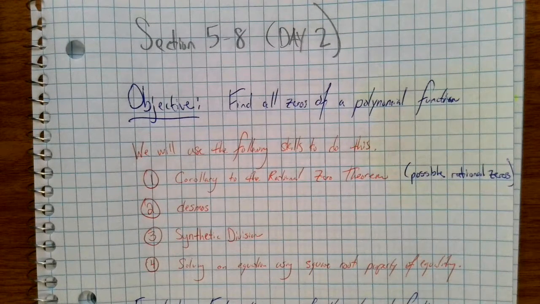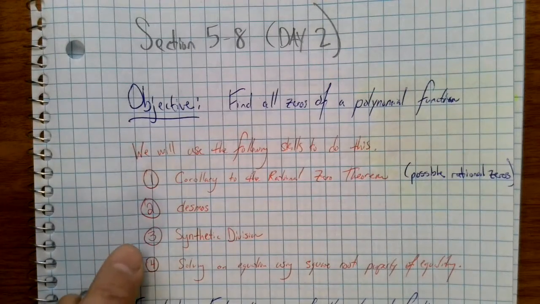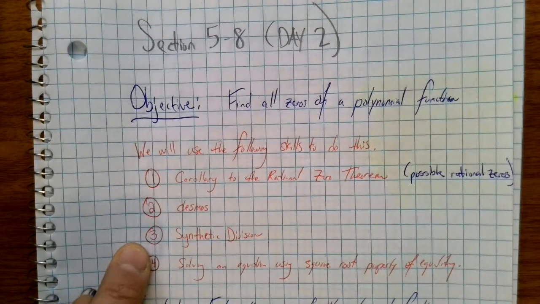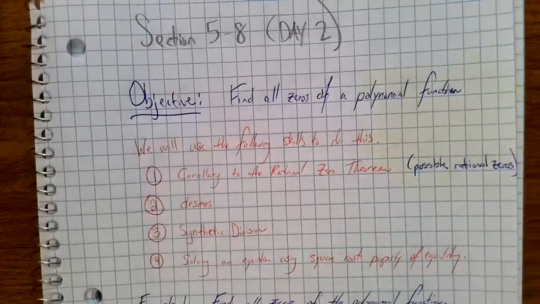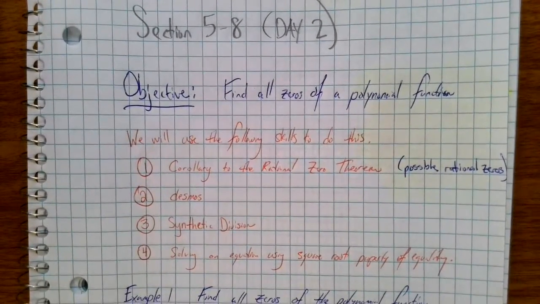So today, we will encounter functions that, in addition to having rational zeros, are also going to have complex zeros. When we encounter a function that has those characteristics, we are going to also need to use synthetic division, as well as solving an equation using the square root property of equality. So we're going to take our 2 skills from yesterday. We're going to start with those and then find that there's a little bit more work to be done.